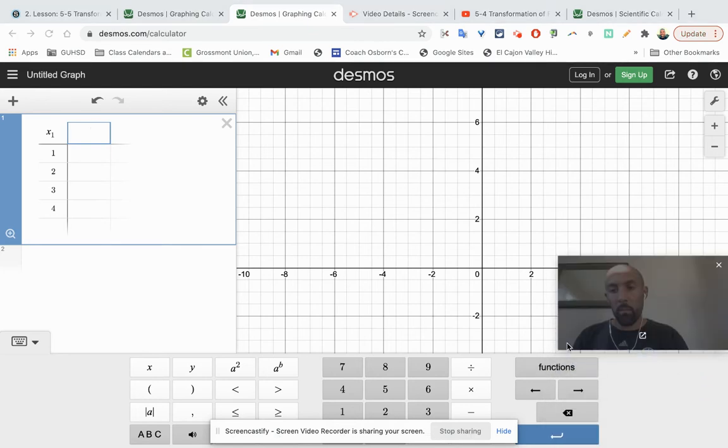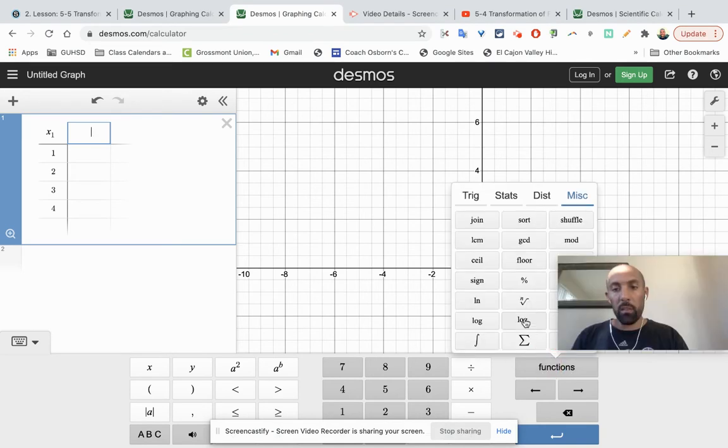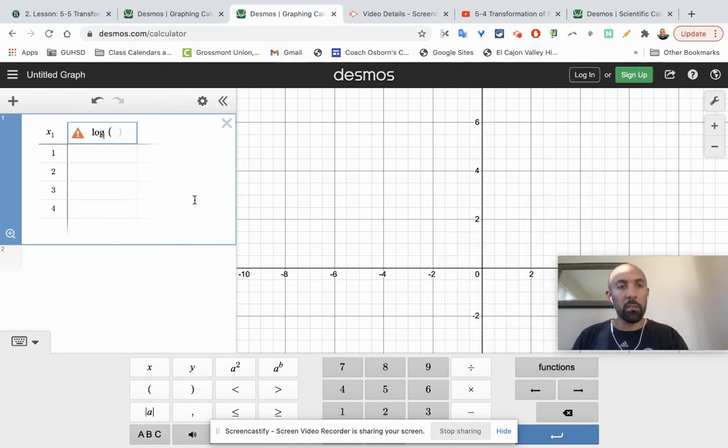Click functions here at the bottom in the toolbar, and then click this one, the log base A. Okay, so now I want that same base of 3, which is the one I'm doing, of x. I've got to put the x inside the parentheses. And if you remember, these x's have to match, so I have to put a little 1 after it. So just type a 1 and it automatically pops up.